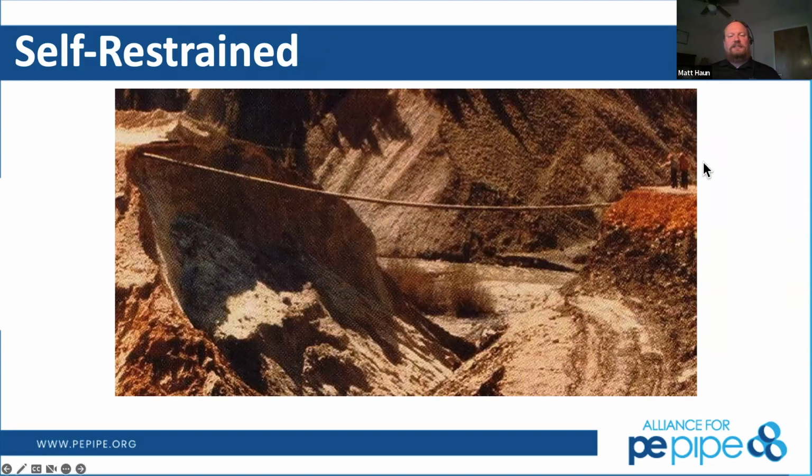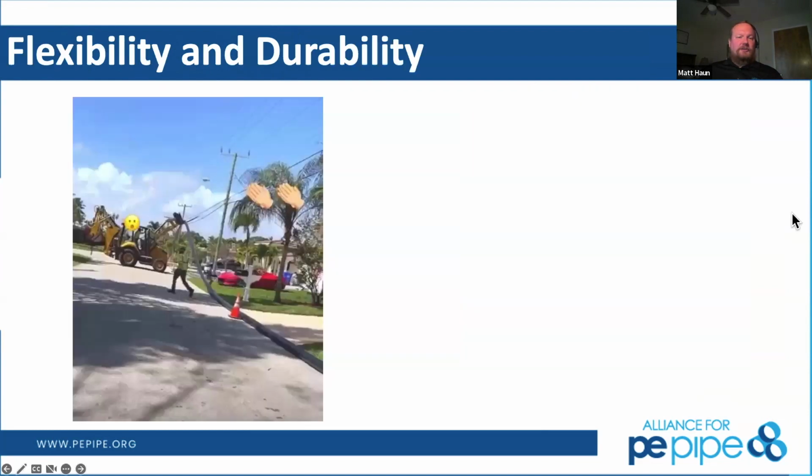In this particular picture, we have a washout of what I believe was a firewater main for a mining operation. You can see the gentleman on the hill looking at this. It may be an extreme example of what could happen, but this pipe itself remained in service while they were able to finish work and save guys down in the mine. This is one of the benefits of the pipe. It demonstrates its flexibility and durability.